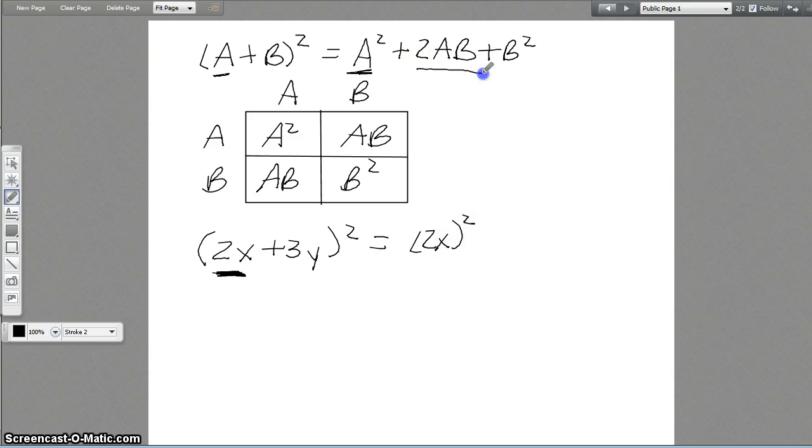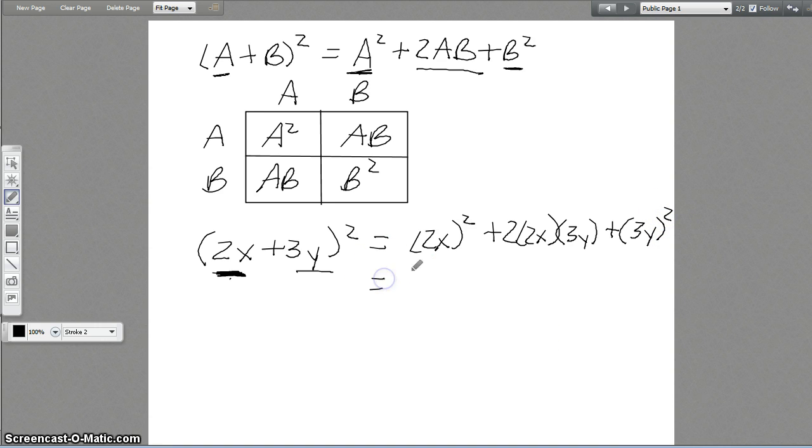Then we have to double our first term times our second term. So plus 2, our first term is 2x, and then our second term is 3y, so times 3y. And then our last term is 3y, squared. That's our last term squared. Again, this is not 3 times y squared. This is 3y, the product, squared.